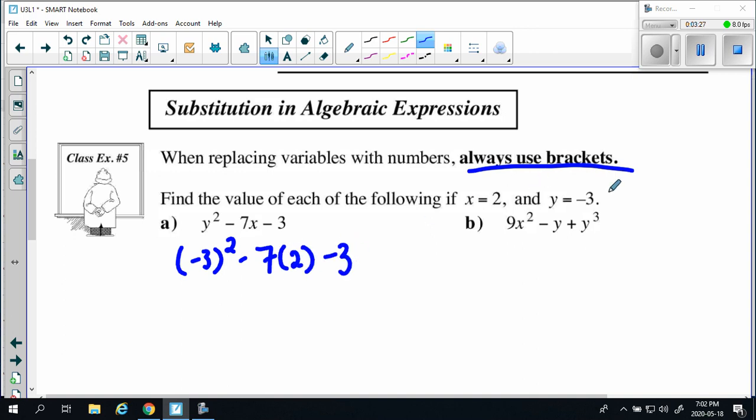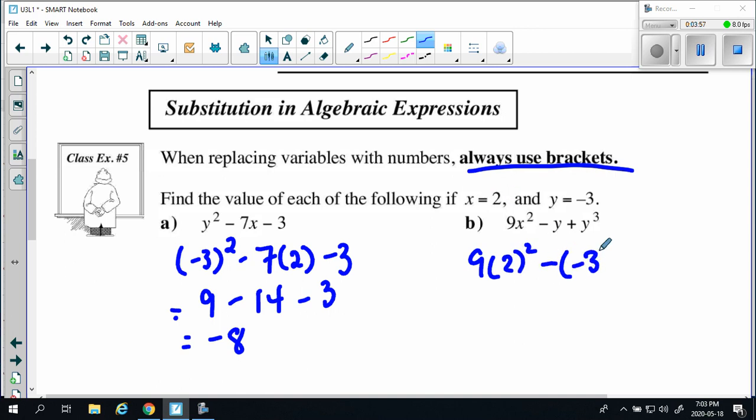So they've told us what x and y are. The reason it's so important to put this in brackets is because that will change the effect of the squared. Is this 9 or is it -9? Well, if -3 is in brackets, as it should be, it will end up squaring the negative and you're going to get +9. So 9 minus 14 minus 3 is -8. And over here, we need to make sure we put this in brackets.